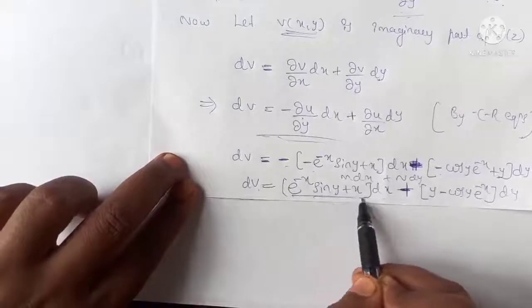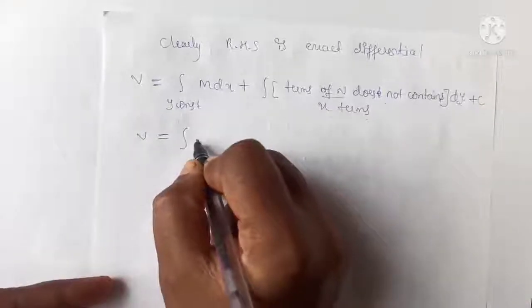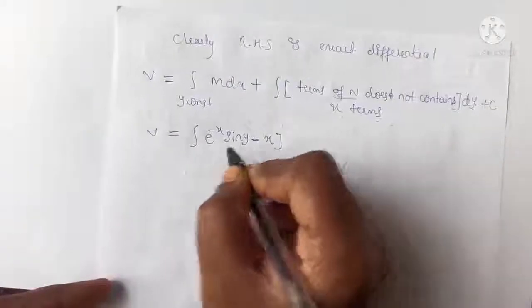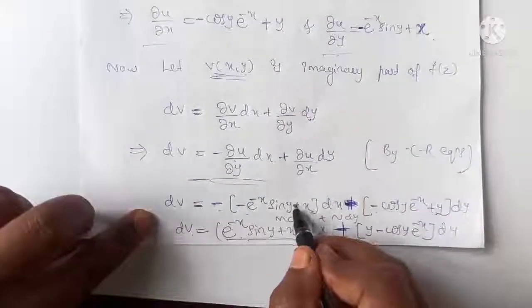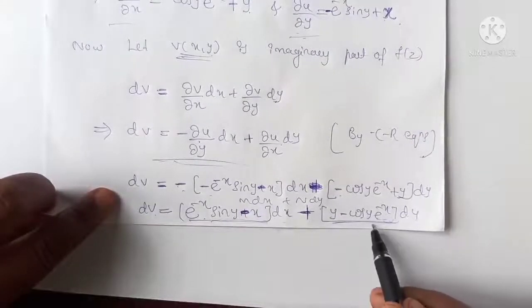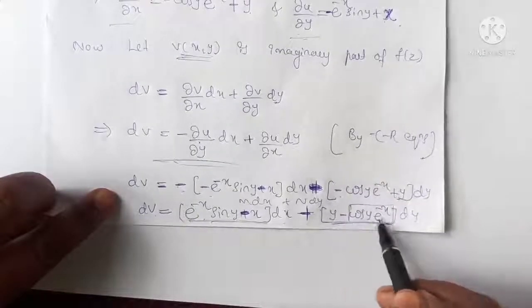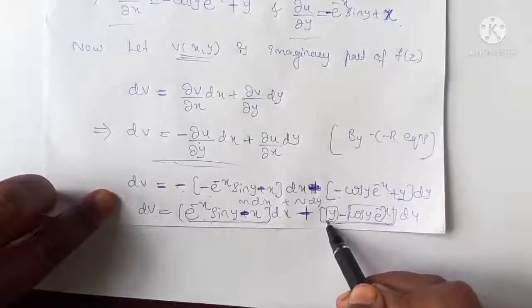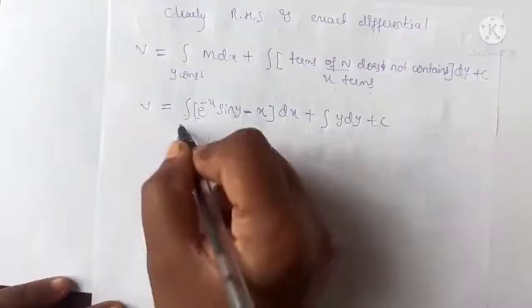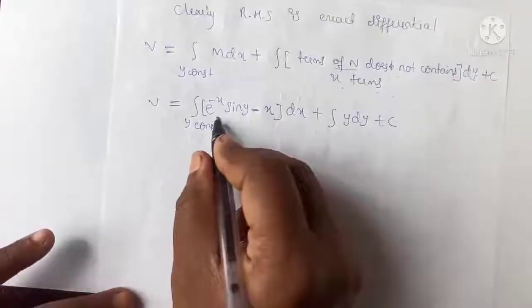So you can observe that this is M. Here the terms of M are e raised to minus x sin y minus x, so we write the integral of e raised to minus x sin y minus x into dx, with the minus sign. Next, the terms of N which are independent of x: the other term is along with x, so only the y term is independent of x. Therefore we write plus the integral of y dy, and while integrating the first term we treat y as constant.